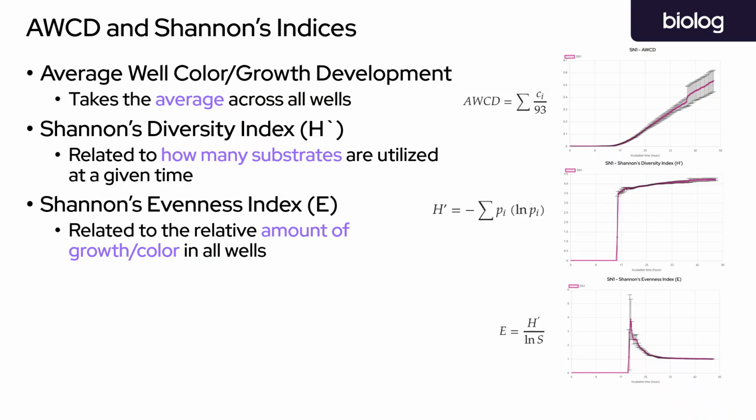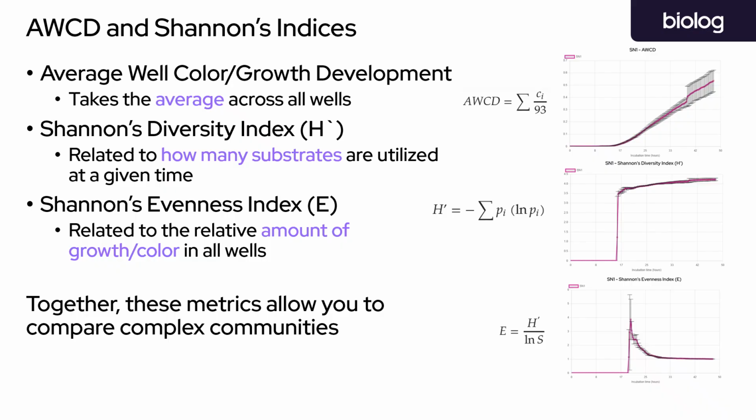Shannon's evenness is related to how much of each of these substrates are utilized, where a high evenness index means there's uneven utilization, and an index of 1 means that all substrates are used evenly or that all substrates have reached saturation. This is useful in showing that while a large number of substrates may be used, utilization may be skewed to only a few.